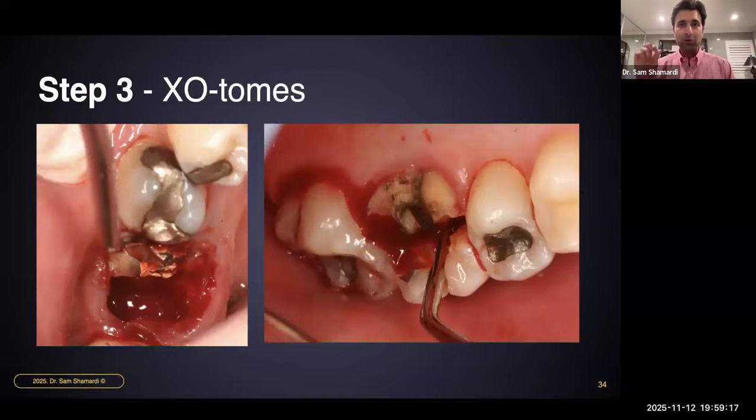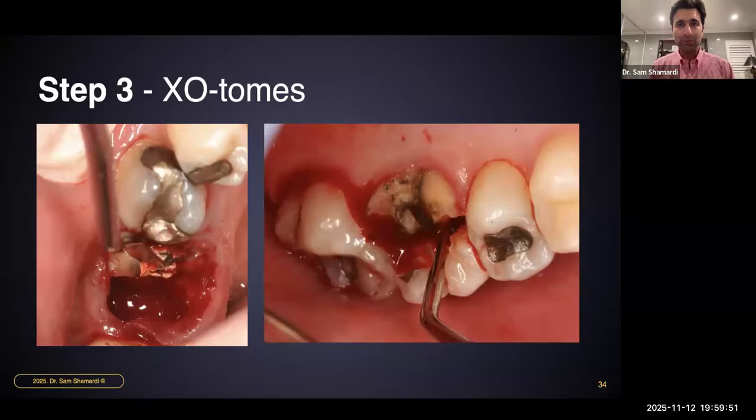Now, as mentioned, once we've created that purchase point, because we've separated that PDL, we can now come in with our specialized instruments known as exotomes. And exotomes are just a fancy word for very targeted elevators. And what these elevators are, they come in all different shapes and sizes and angles, and they are very long beaked and narrower. So if we think about a traditional elevator, it is obviously much thicker and much more aggressive, and as a result, results in putting a lot more force on the bone.